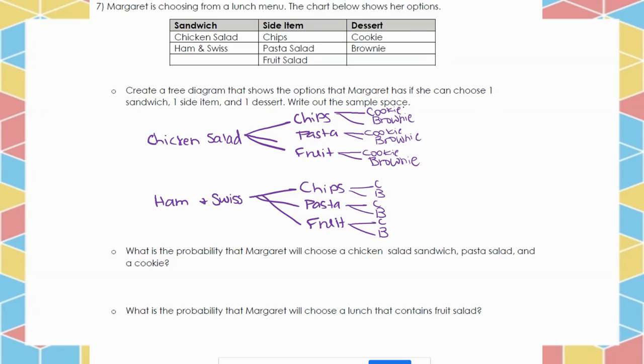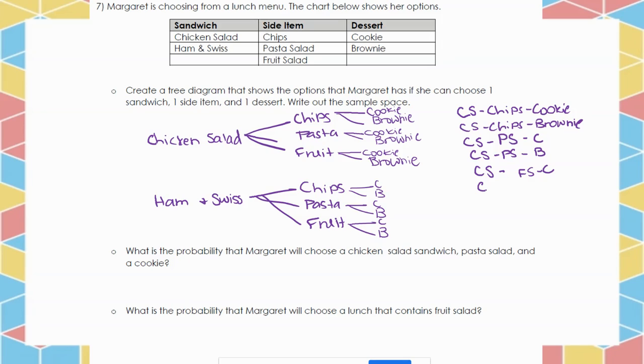If I wrote out this sample space, then I would have chicken salad, chips, and cookie, chicken salad, chips, and brownie, chicken salad, pasta salad, and cookie, chicken salad, pasta salad, and brownie, chicken salad, fruit salad, and cookie, chicken salad, fruit salad, and brownie.